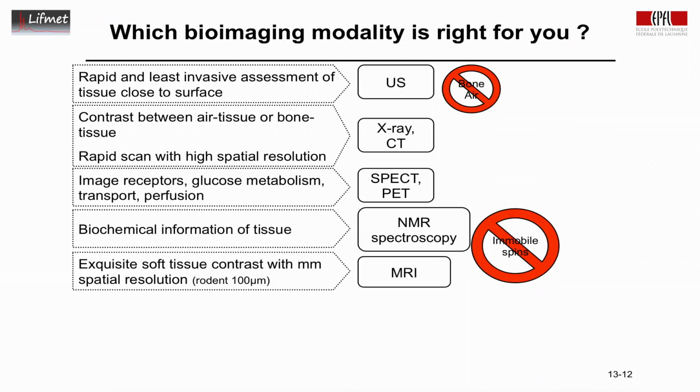So compare that to CT. Bone is the major contrast mechanism. In MRI, bone is not contributing to the signal.